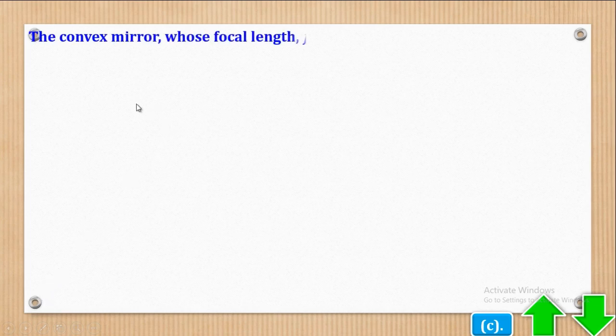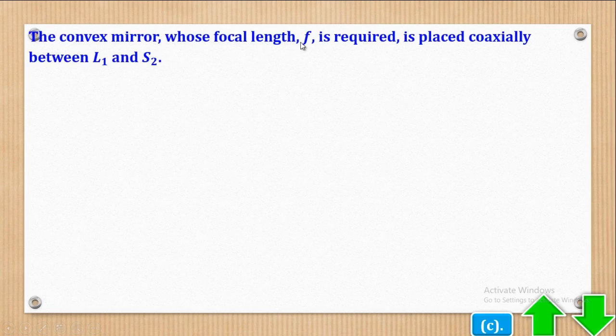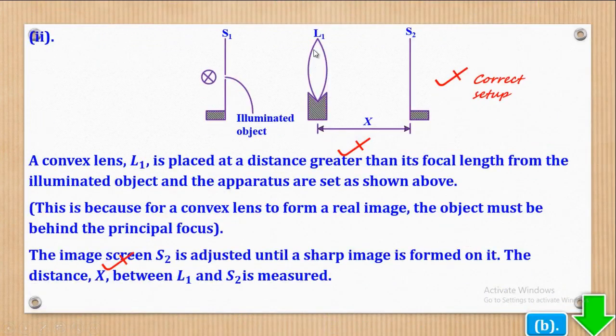After that, we shall say that the convex mirror, whose focal length f is required, is placed coaxially between L1 and S2. So in between L1 and S2, we are going to put the convex mirror.